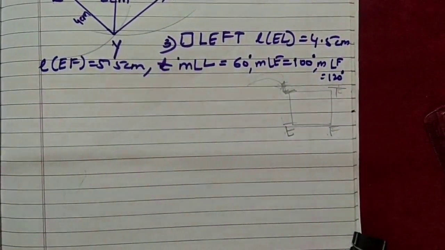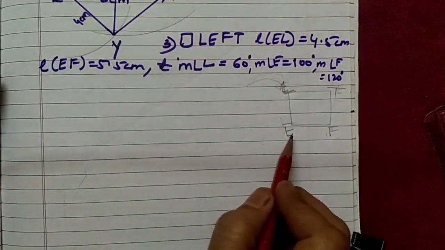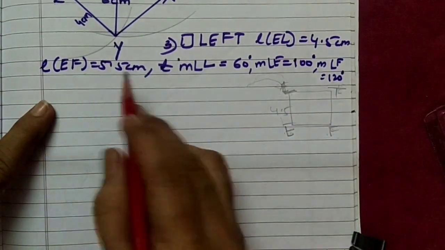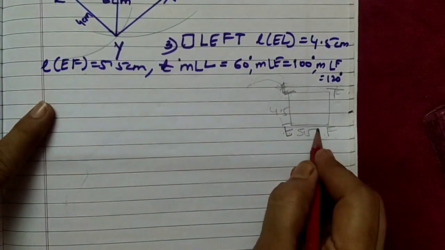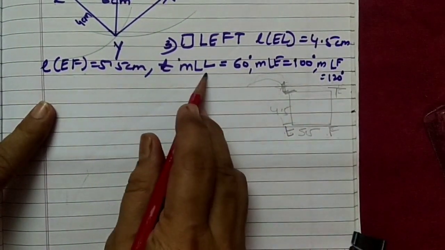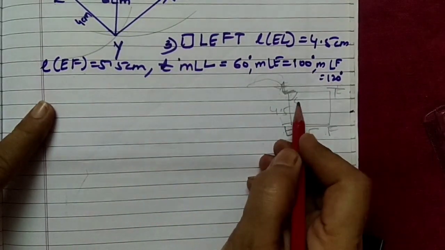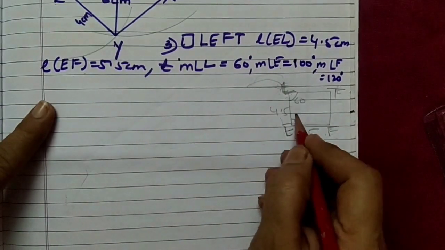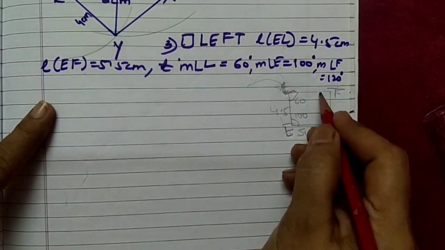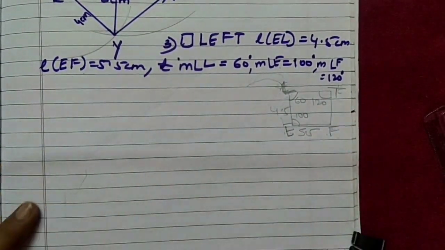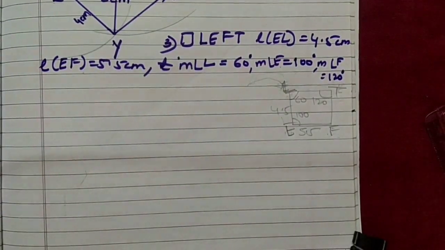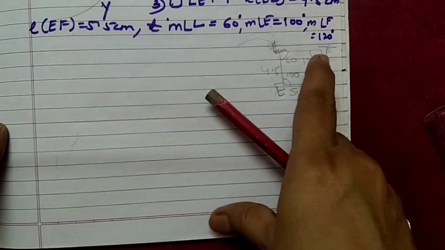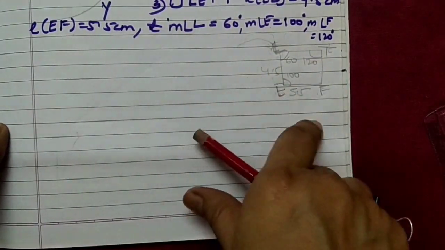Now what is given to us? EL is 4.5. EF is 5.5. Measure angle L is 60. Measure angle E is 100. Measure angle F is 120. Okay. Now we have these two angles, this is the third angle, and these two sides.